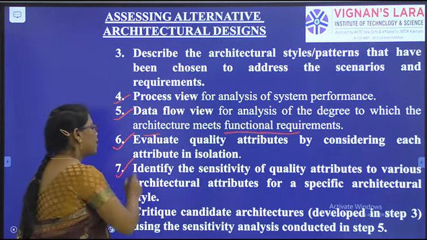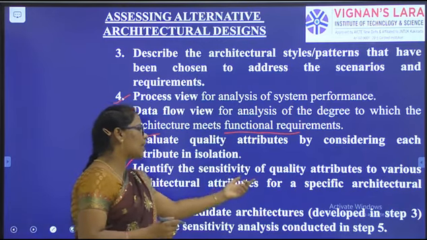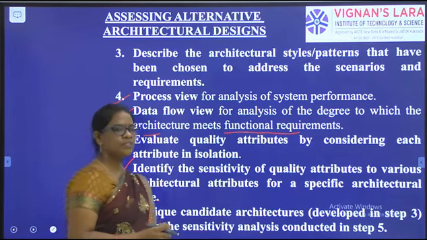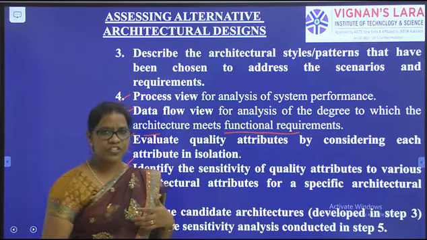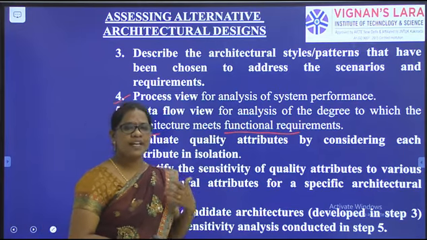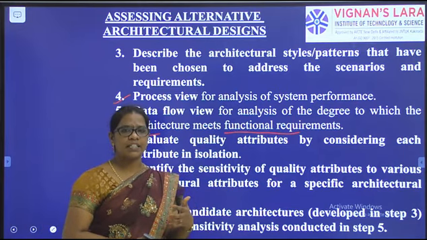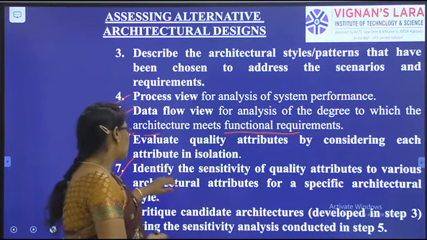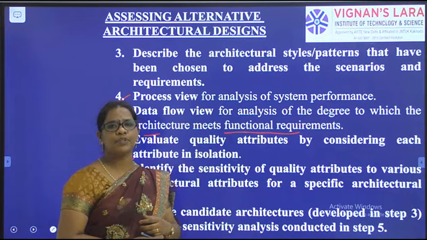And next, the seventh point is to identify the sensitivity of quality attributes to various architectural attributes for a specific architecture style. We have different types of architecture styles. In those architecture styles, what attribute are you considering? How is it effectively working? We have to consider all the sensitive parts of the quality attributes.